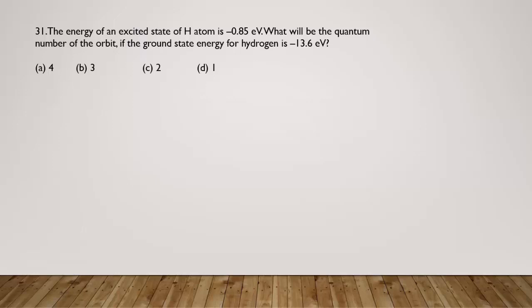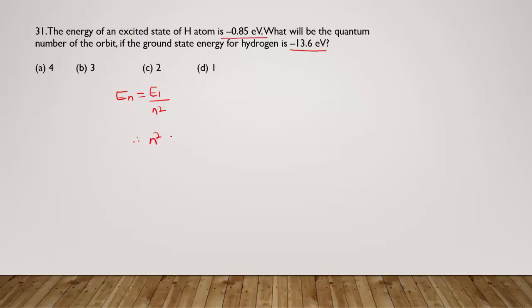The next question is, the energy of an excited state of hydrogen atom is 0.85 electron volt. What will be the quantum number of the orbit if the ground state energy of the hydrogen atom is minus 13.6 electron volt? Energy in the nth orbit is equal to E1 divided by n square. Using this equation, we can calculate the quantum number of that orbit.